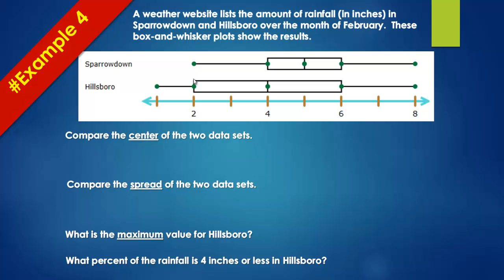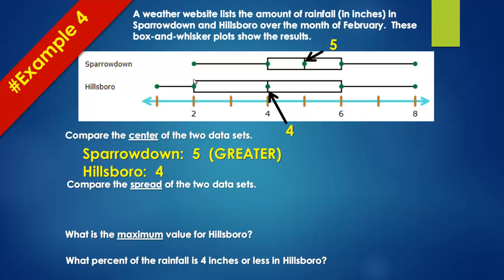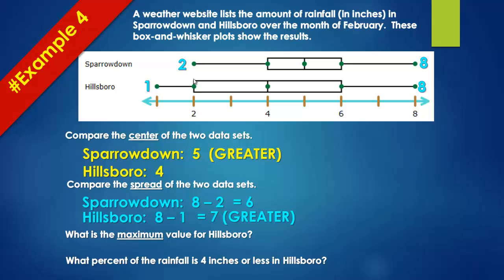All right, same type of problem, different set of data. Compare the center. So at Sparrow Down, we have a center of 5, which is greater than Hillsborough's of 4. The spread, Sparrow Down has 8 as a maximum, and 2 as a minimum. So 8 minus 2 is 6. Hillsborough has 8 as a maximum as well, 1 as a minimum. So 8 minus 1 is 7. So Hillsborough has a greater spread. And the maximum value for Hillsborough is 8.